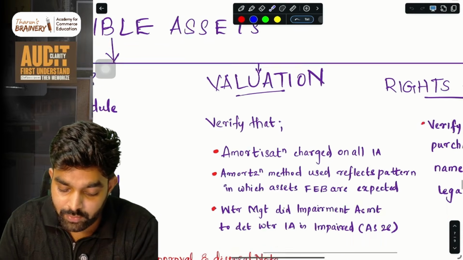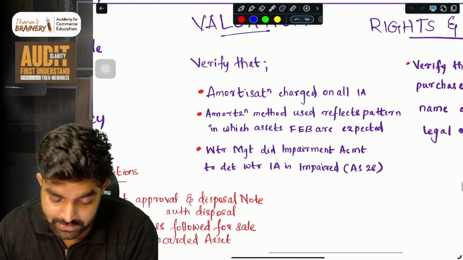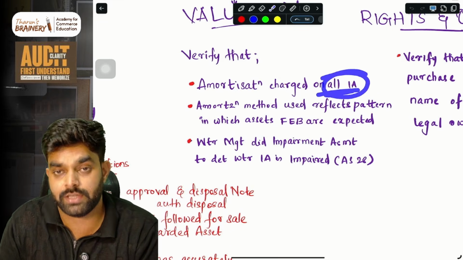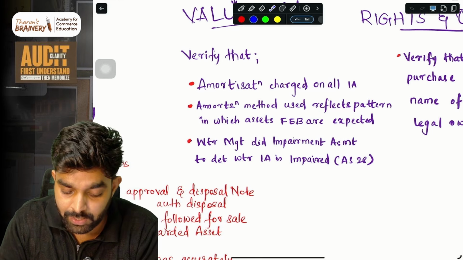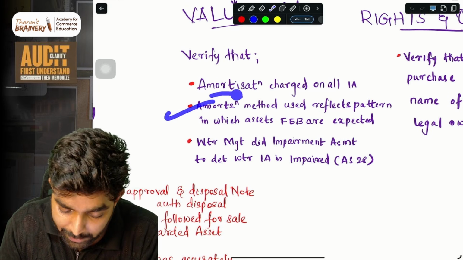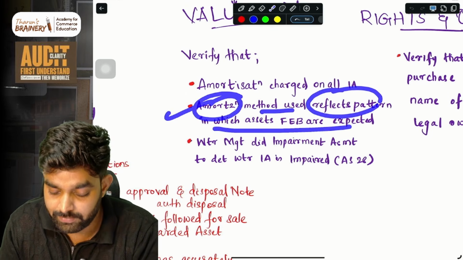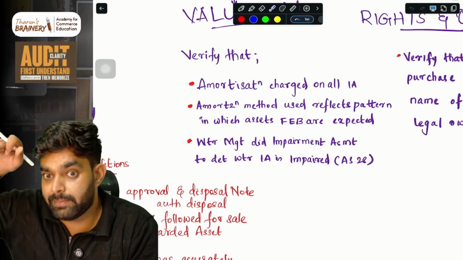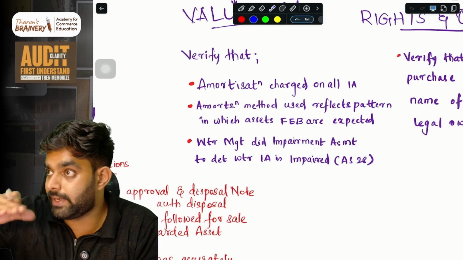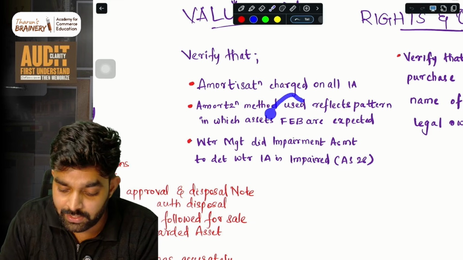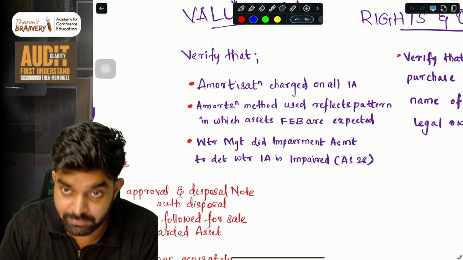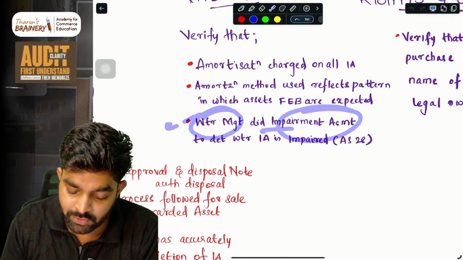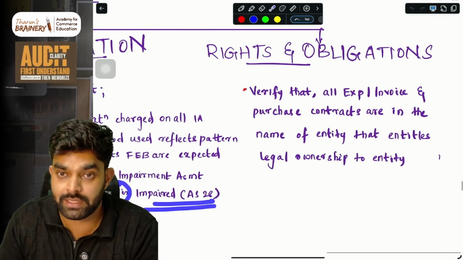Then how will you check the valuation of intangible assets, whether the value of intangible assets is correct? Verify that the amortization is charged on all intangible assets. Make sure, like depreciation on PPE, amortization is charged on all intangible assets. Then the amortization method used should reflect the pattern of future economic benefit. Like I told you there, we need to use WDV if we are expecting the benefit to go down, and if we are expecting the same benefit every year, then the straight line method. Similarly, do that for amortizing intangible assets based on their expectation of future economic benefit. Then check whether management did an impairment assessment to determine whether the intangible asset is impaired.